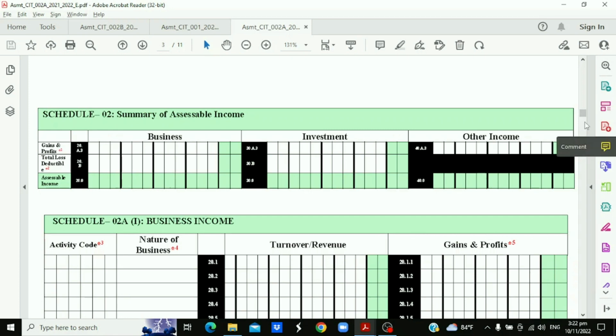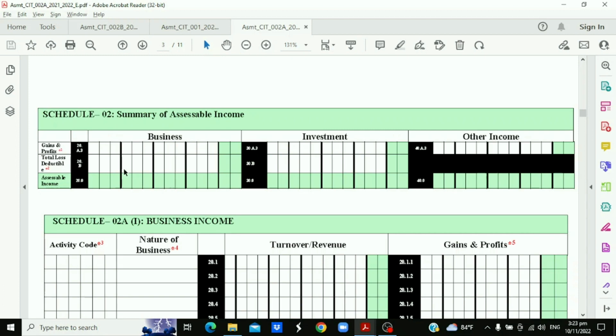Then first we can discuss the summary of the assessable income. There are two lines. One is allocated to mention the gain and profit. The second one is for total losses deductible. This is applicable only for business and investment. There is no relevancy for the other income.